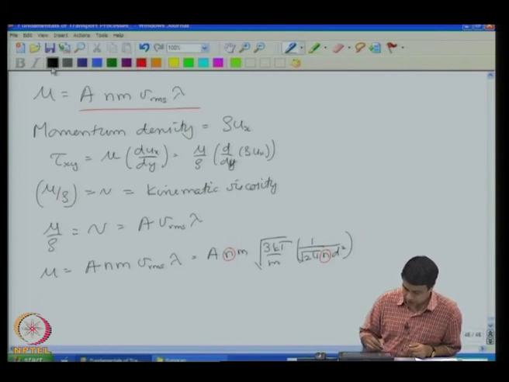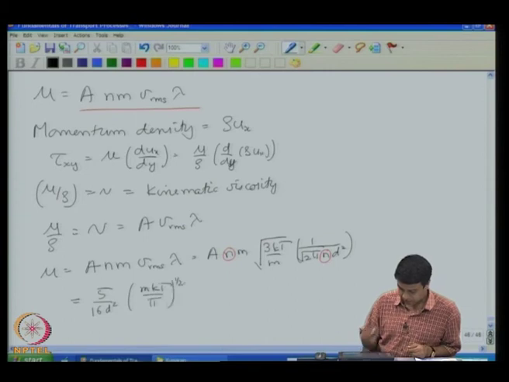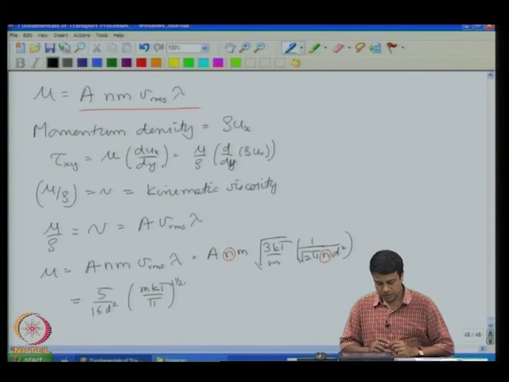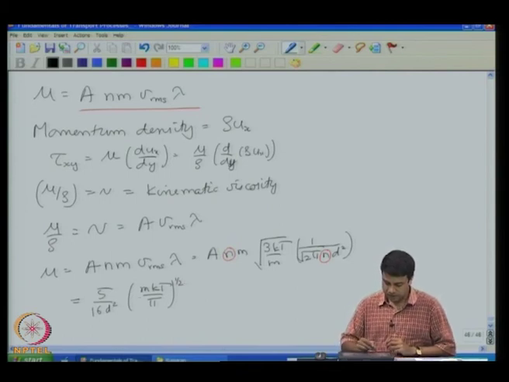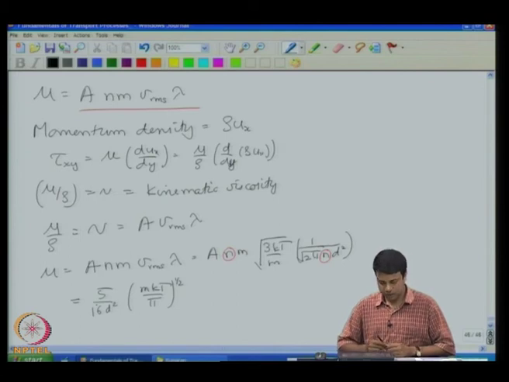And if you do a more detailed calculation, you will get that the viscosity is 5 by 16 d square into (m k T by pi) to the power half. This is what you get by a more detailed calculation. You can see the dependencies are all correct. It has (m k T) to the power half, because there is this mass here and 1 over mass there, and there is a 1 over d square. And if you actually calculate the value of this, you will get it going as M L inverse T inverse, as we got from dimensional analysis.